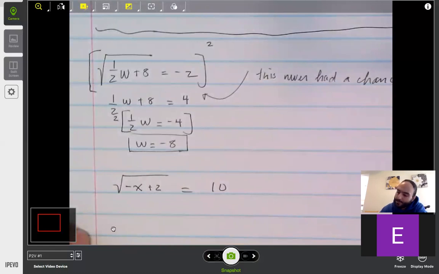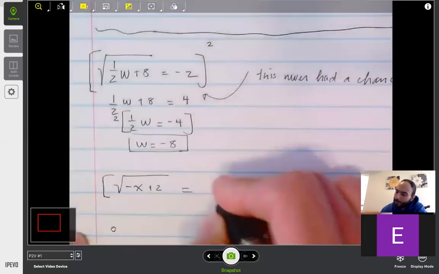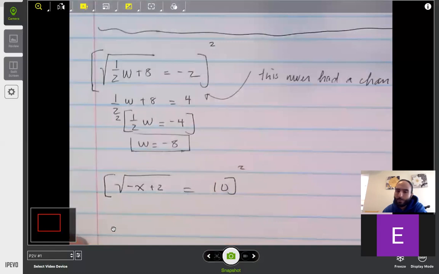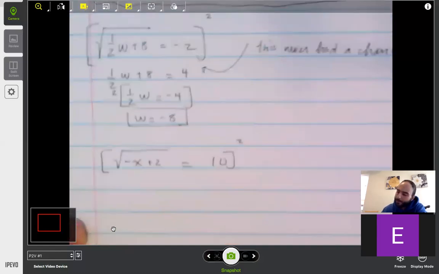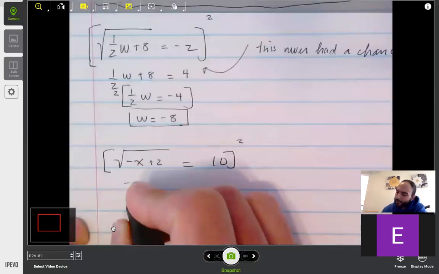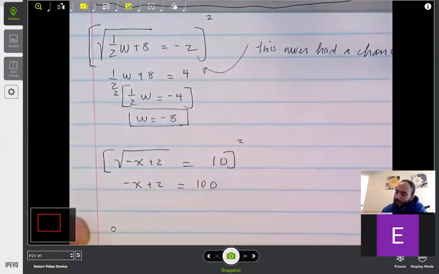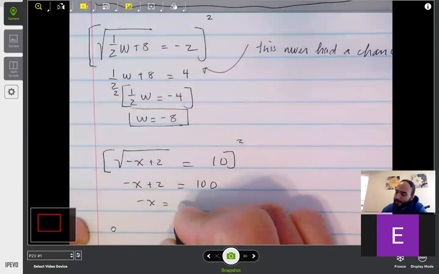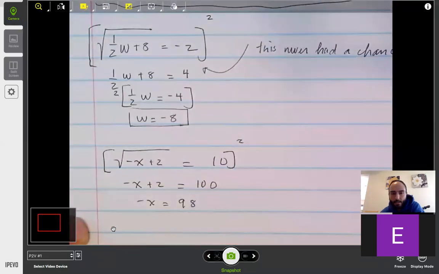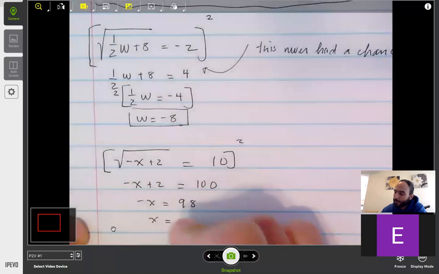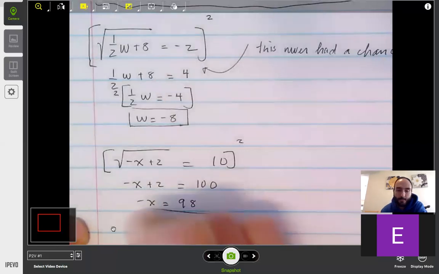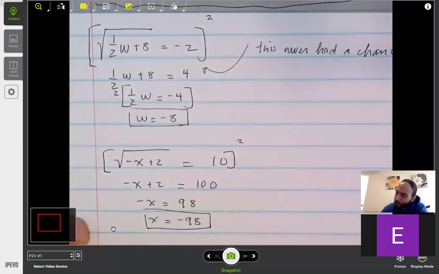So let's see what happens in this equation, right? We come along and we square both sides, and we find that -x plus 2 is equal to 100, right? We get that -x is equal to 98. And finally, we find that x is equal to -98, right?